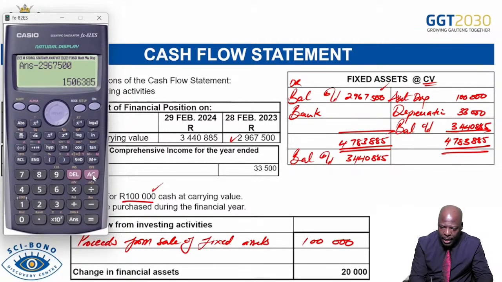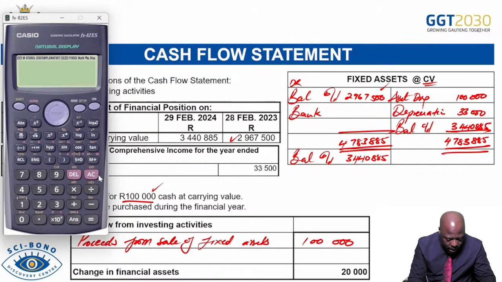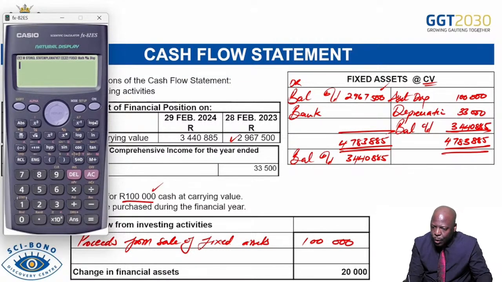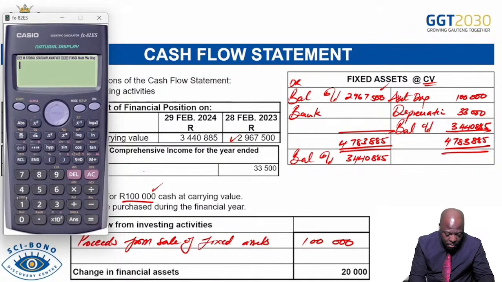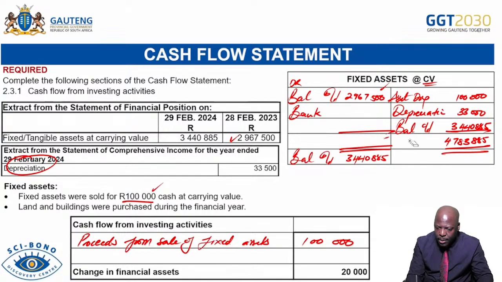Let's do it again. I think I did not add an amount correctly here. Let's see it again. So we said it is my 100,000 plus. Okay, let's re-add this amount again. Okay, someone is saying, Mr. Simbi, I think we punched the wrong figure there.